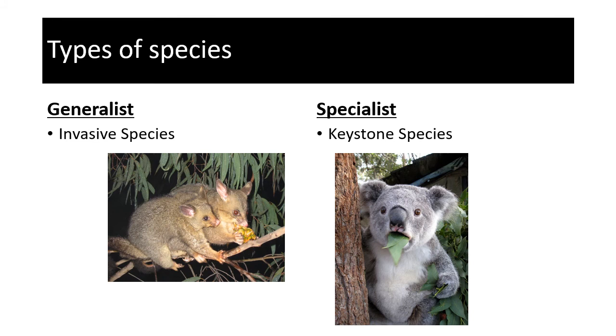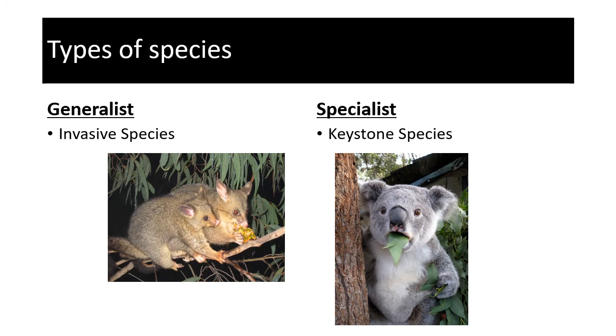Specialists, they need their specific things. It forces them to be specialists. And if a specialist can find something in a new area where they can survive and reproduce, that's when they become invasive. They're not naturally there. But the majority of the time, a keystone species is where it's at, because that's where it has everything it needs.